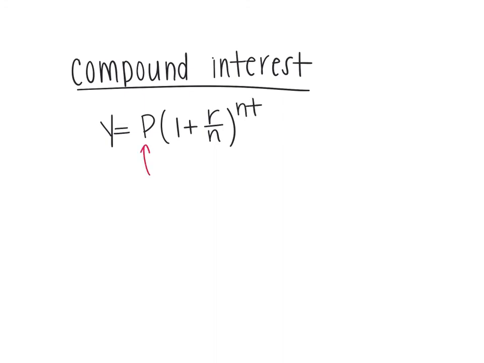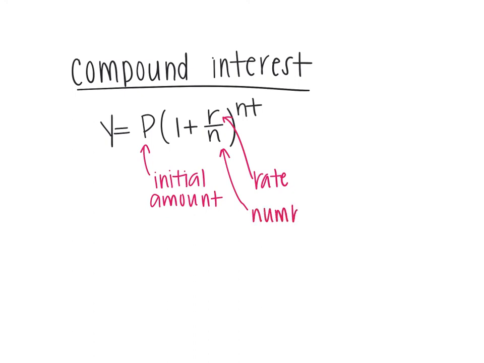P stands for the principal or initial amount, just like it did before. I think I spelled initial wrong. Let me go back. Let's try that again. Initial amount. R, just like it was before, is the rate in decimal form. N is new. N is the number of times interest is compounded per year.